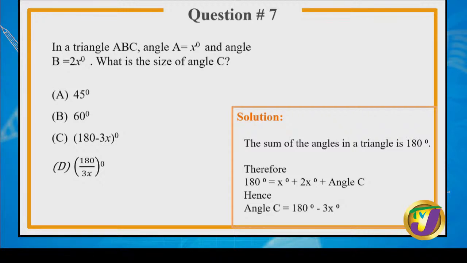And I would have had two pieces of information to be used in order to solve the problem. So we could do our substitution, add those, and then transpose in order to find the value of angle C.